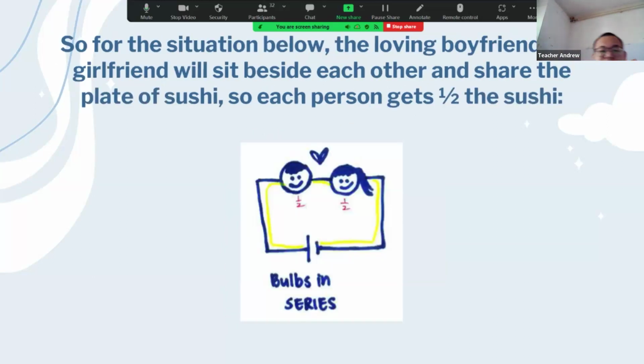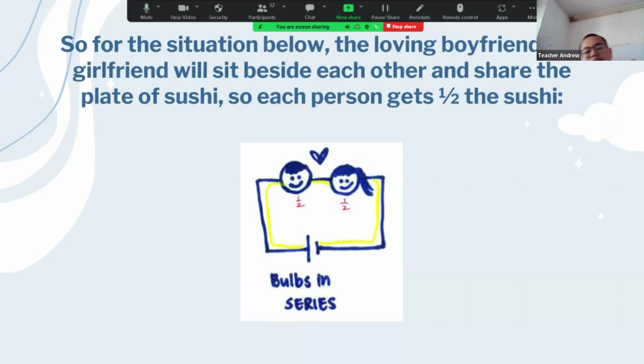So in a series circuit, the loving boyfriend and girlfriend will sit beside each other and they share a plate of sushi. So each person will get half a sushi. So this battery is like a chef. Chef makes one plate of sashimi. This sashimi travels through the wire to reach the boyfriend and girlfriend. Each of them cuts the sashimi into half. You take half, I take half. That's why when there are too many light bulbs in a series circuit, the light bulbs will go dimmer and dimmer, because they share whatever is given.